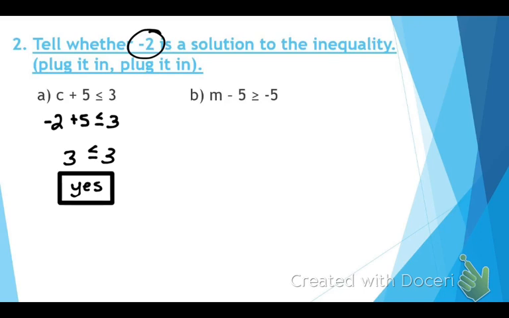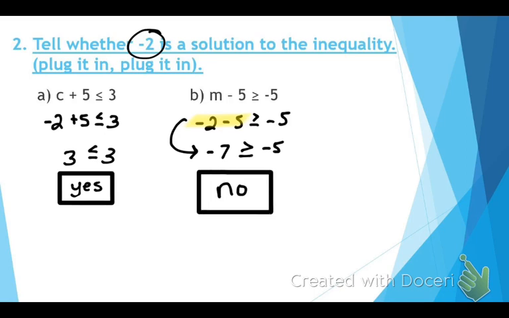Now that you've seen that example, I want you guys to do problem B on your own. All right, for problem B, I looked around and saw a lot of answers that I liked. What am I plugging in for M? -2. So now it's going to say -2 minus 5 is greater than or equal to -5. What is -2 minus 5? -7. So all you're doing is dropping that down, and also dropping that down. So we've got -7 is greater than or equal to -5. Is -7 greater than or equal to -5? No, so your correct answer is no. That cannot be a solution to this problem.